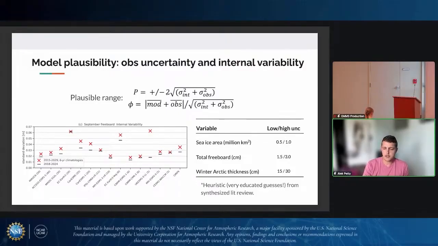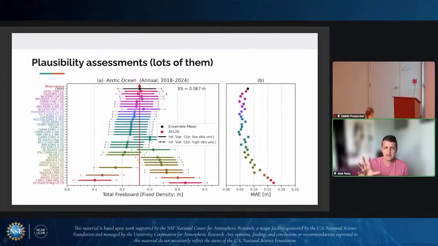Skipping a bunch of the methodology, there's a bunch of work we have to do to think about density, some of the topics that Dave was just mentioning with the thermodynamics, but for now we're going to ignore that and say we can estimate freeboard from the derived outputs of thickness and snow depth. And we can produce plots like this.